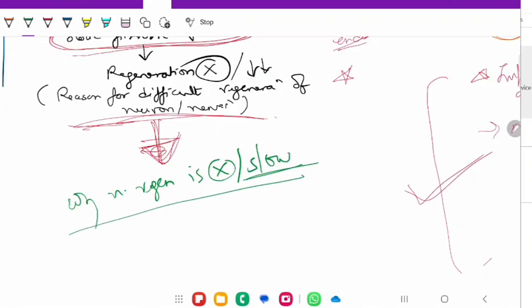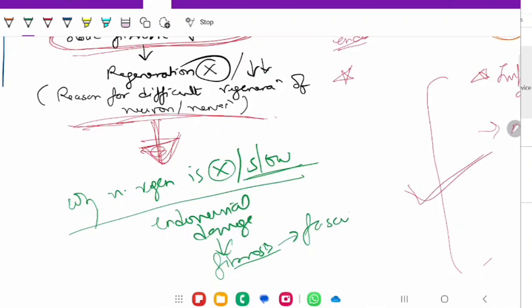In school life we have heard that nerve does not regenerate at all. It's not like that. It regenerates, but at a very slow pace. But why does it regenerate at a very slow pace? Because of endoneurial damage, which causes endoneurial fibrosis, and this fibrosis causes fascicular fibrosis, which slows down regeneration, or some people say stops regeneration.